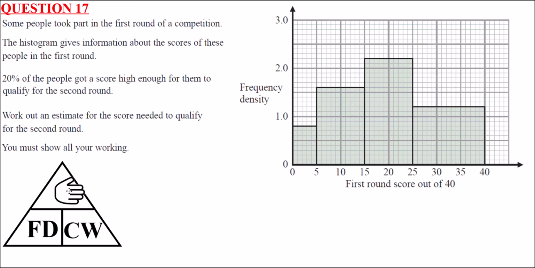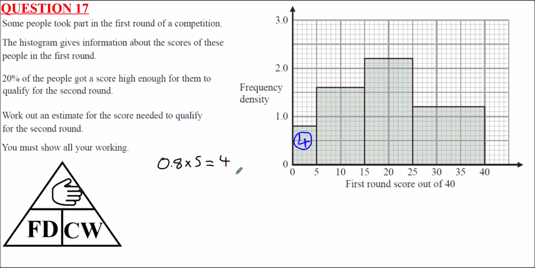So if I just get this here, we can say frequency is frequency density multiplied by class width. So doing this bar by bar, this first one here, the frequency density is 0.8. The class width from 0 to 5 is 5. So 0.8 times 5 equals 4. So this bar here represents a frequency of 4 people.